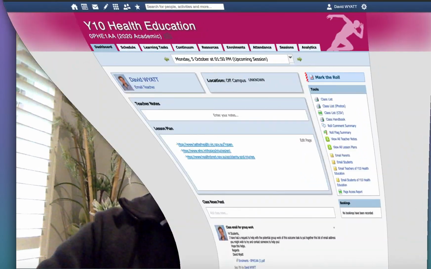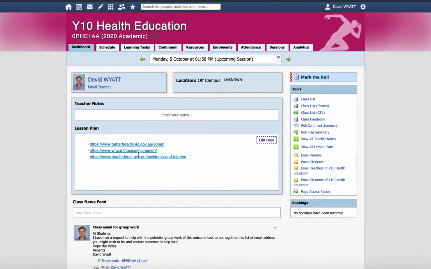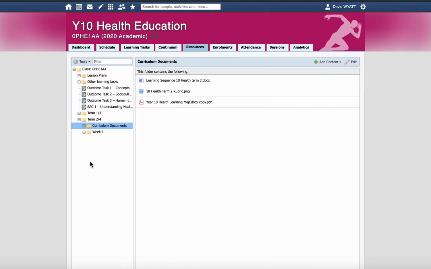So, what I think I'll do now is I'll just show you our Compass page. Now, the lesson plan will look different by the time that I've finished writing it. The learning tasks are all being set up. There is no learning task for today, but what I have done is I've put together a new folder here called Term 2 to 4 because we're in Term 4, and inside there are some curriculum documents. I just showed you the rubric, the learning map, and the learning sequence, so you guys can go back to any of those documents at any point as you wish.